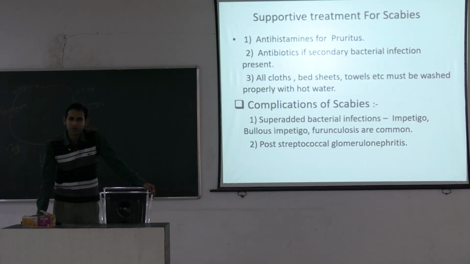The question is asked: the number of mites is so small, but why does it cause severe pruritus? It is because of the delayed type of hypersensitivity reaction. But in Norwegian scabies, you will get thousands of mites. This is the most important aspect.